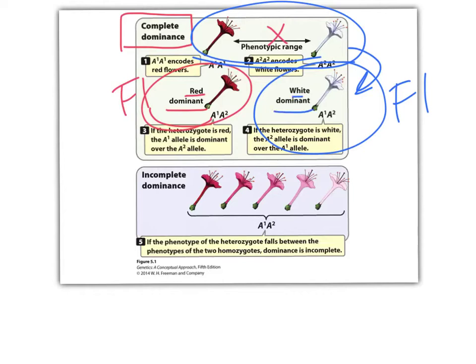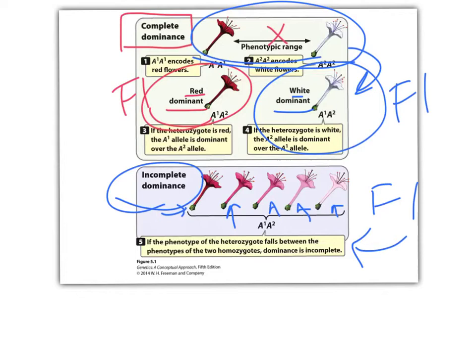In incomplete dominance, the F1 is neither red nor white. Something in between a lot of times when it comes to incomplete dominance. And so this is supposed to be lighter red, right? Neither red nor white. That tells us incomplete dominance is acting here, not complete dominance. If it were complete dominance, it would have to end up being red or white, not something in between.